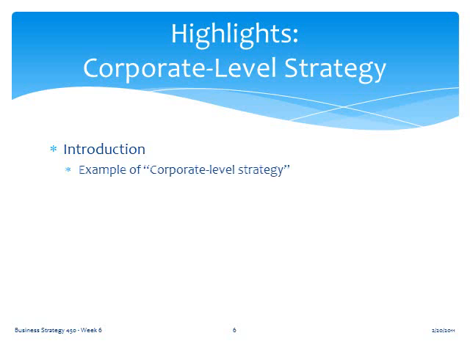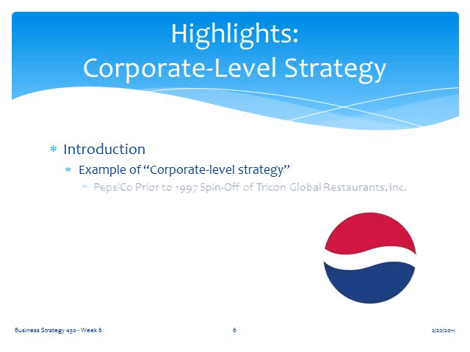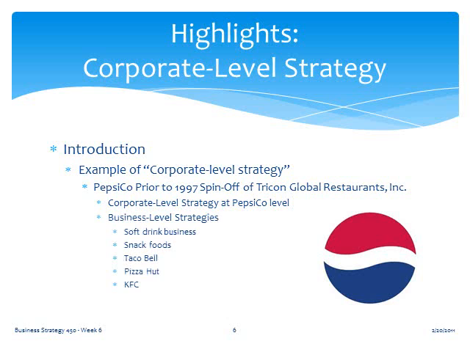Here's a working example of corporate level strategy if the definition isn't clear. PepsiCo, prior to its 1997 spin-off of Tricon Global Restaurants Incorporated, had a sort of a tier. First, corporate level strategy was at the PepsiCo level. This was the holding company. PepsiCo had several operating units under it, and so PepsiCo managed strategy across a range of business units, and each of those business units then had its own business level strategy.